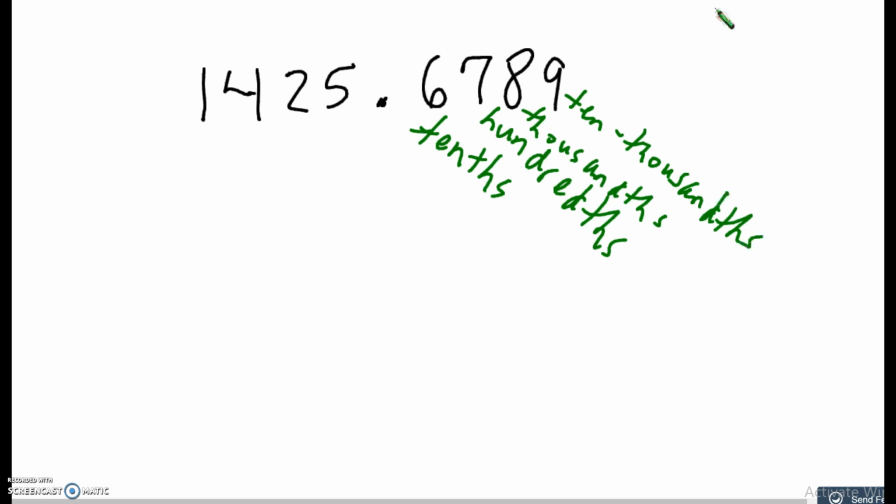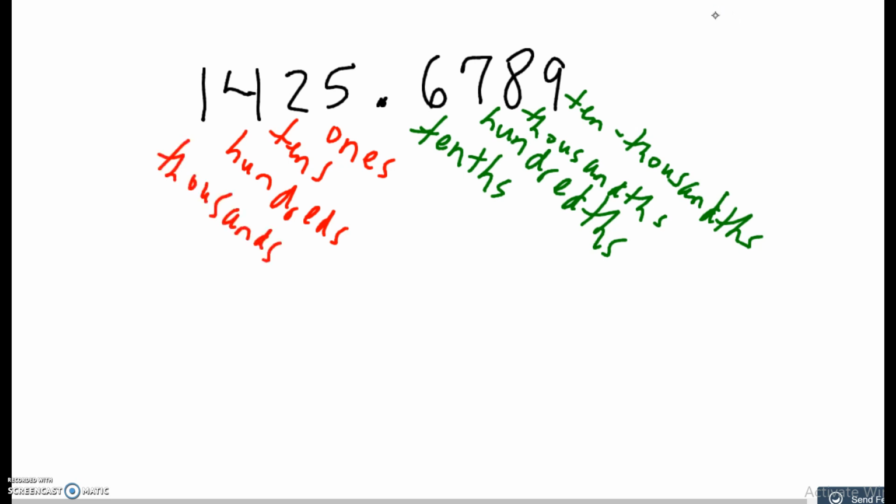All right. And to the left of the decimal place, the 5 is in the ones place. The 2 is in the tens place. The 4 is in the hundreds. Please excuse my writing. And the 1 is in the thousands place.